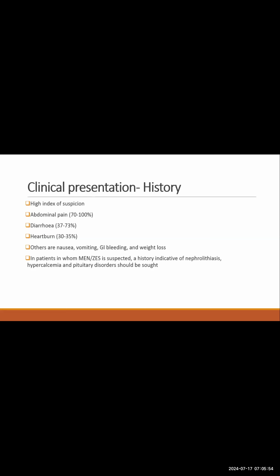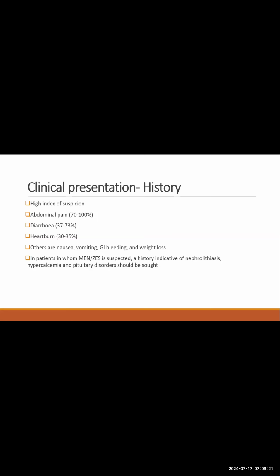So for diagnosis, a high index of clinical suspicion is needed to make a diagnosis of Zollinger-Ellison syndrome because its signs and symptoms are generally non-specific. Abdominal pain is the commonest manifestation in almost all patients, and this pain is usually in the upper abdomen and mimics that of peptic ulcer disease.